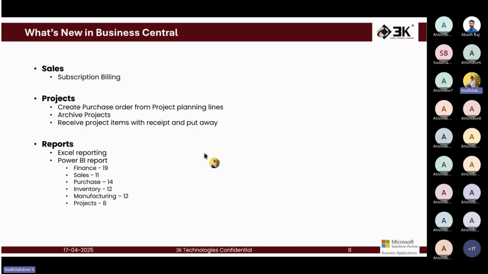Next, the extension of the warehouse management system to the projects. So against my project item, I can create a warehouse receipt and also use my warehouse pick and put away process. Okay. Then the last one with respect to the new features in Business Central is the reporting aspect, where we have Excel export and Power BI.